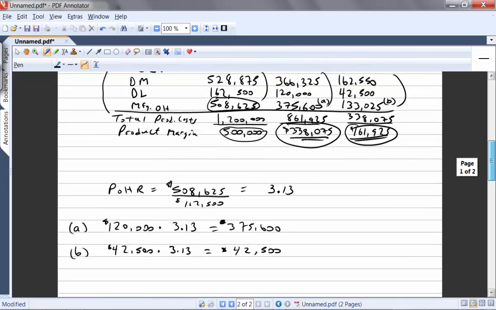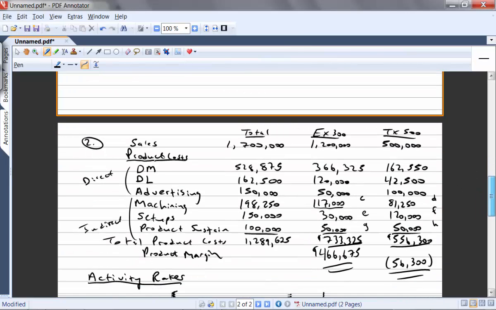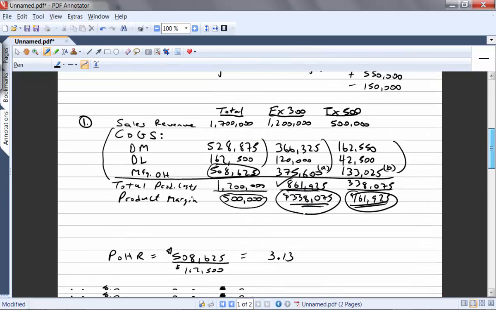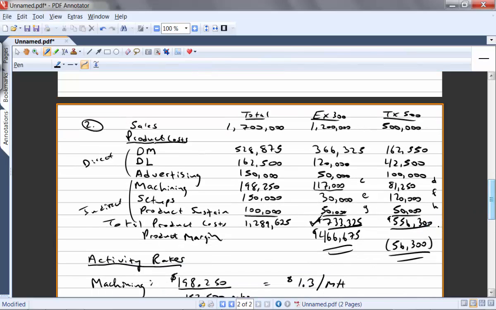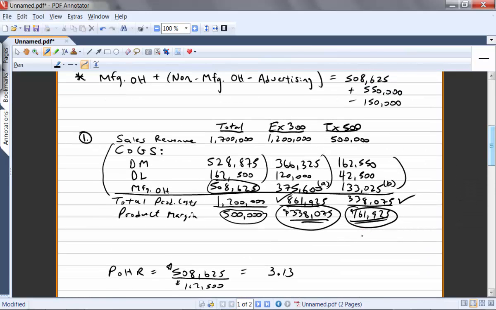Looks like the traditional system overcosted the E product, gave it too much cost right here, 861 versus 733, and therefore it reported that the E product had a lower product margin than it really did. And it undercosted the T product, only giving it 338,075 when it should have gotten 556,300, and therefore it reported that the T product had a higher product margin than it really did.